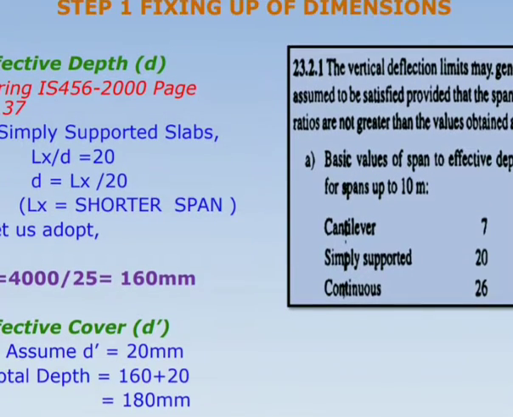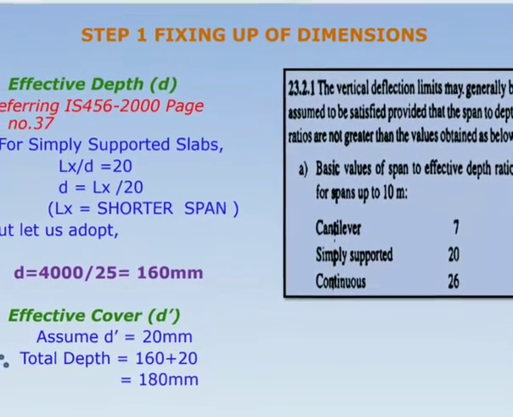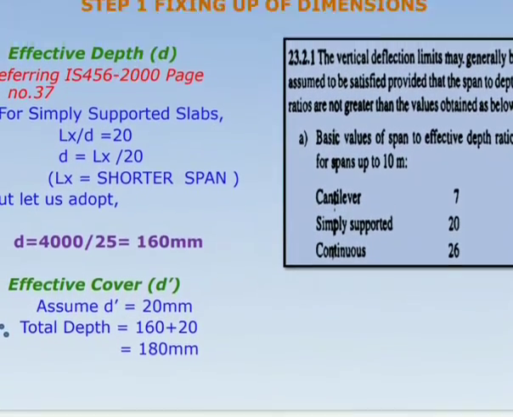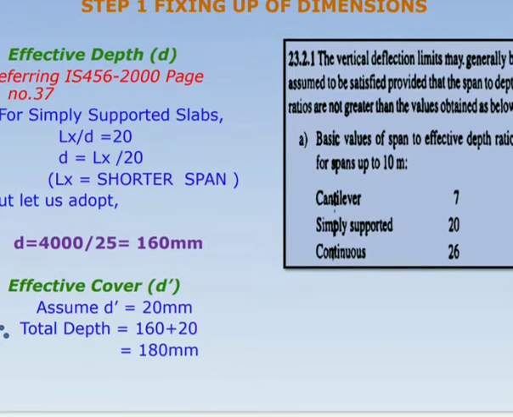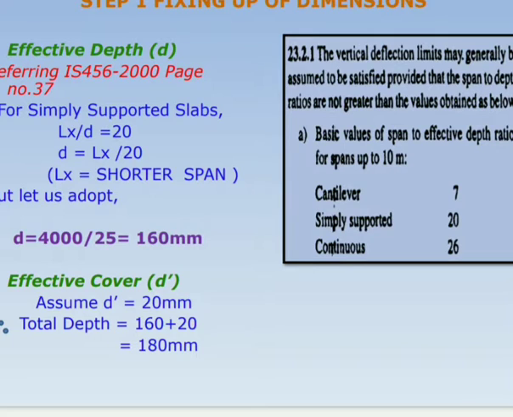So the first step, which is a common step, is fixing the dimensions. On the right side is the reference of the IS 456 code, which says that the effective depth for a simply supported slab will be the shorter span divided by 20. Okay, D is equal to Lx by 20. But practically, let us adopt L by 25 as the ratio and we get a depth of 160 mm. Then the effective cover is assumed as 20, so the total depth comes out to be 180 mm.